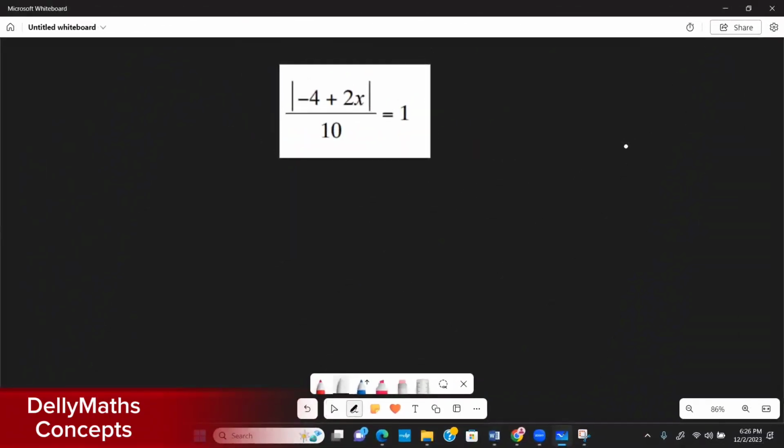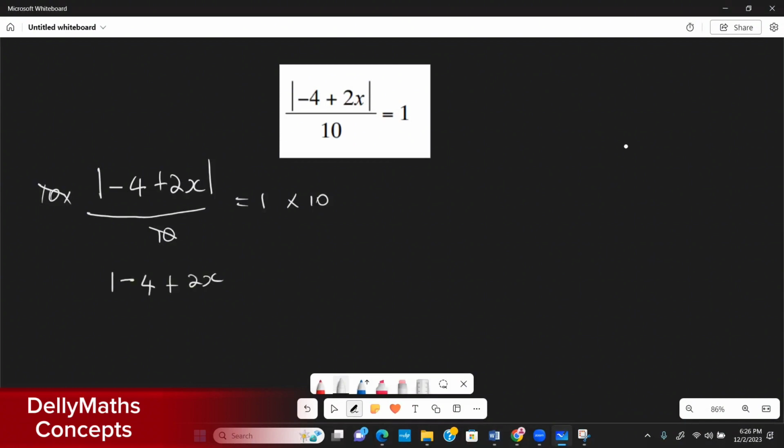In this case, we have the absolute value of 4 plus 2x, all over 10, is equal to 1. We want to isolate our absolute value. All right, so we're going to multiply both sides by 10. So then 10 would have canceled itself on the left side. So we're left with the absolute value of -4 plus 2x, and this is equal to 10.